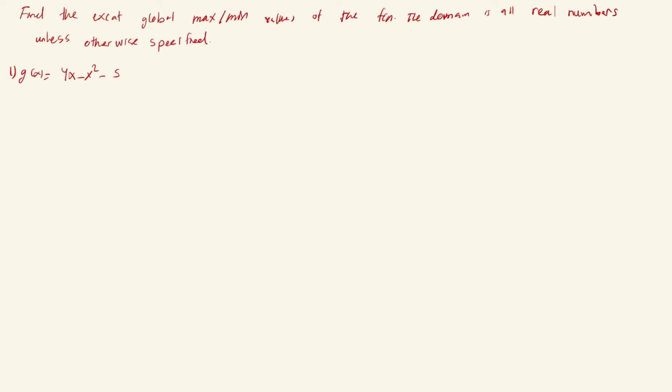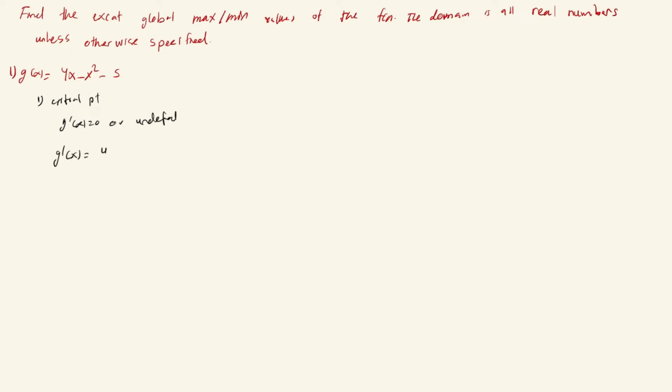Here, find the exact global maximum and minimum values of the function. The domain is all real numbers unless otherwise specified, and we are given this function g of x. So now this is an open function and we want to find the global maximum and minimum. So the first step is going to be finding the critical points.